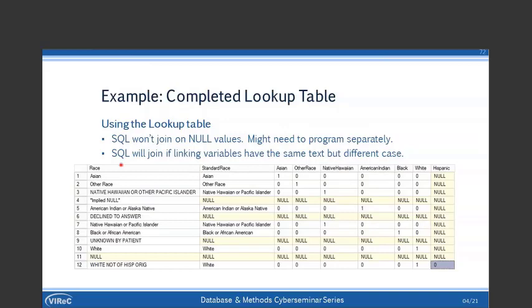I can see here are the race values that occurred. Here's how I've standardized them. Make sure that my indicators are as I want. When you're using this table in SQL, it will not join on null values. In my case, because my resulting values here are all null, that's okay. But if you wanted to map these to a missing category, you're going to have to program that separately. And although SQL will join if the variables have the same text but different case, if you're doing this in SAS, which is case sensitive, then you have to make sure that you account for that appropriately.